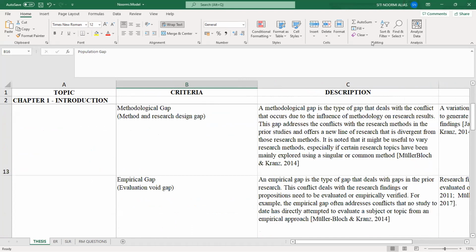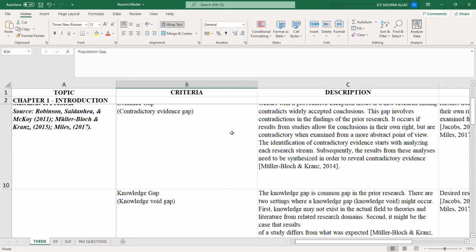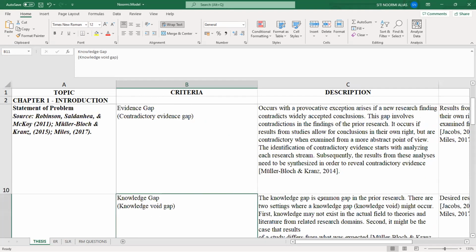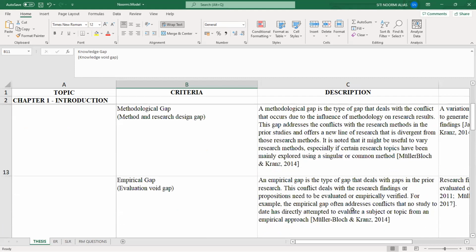Okay, next one. Ni contoh empirical gap. Ni contoh methodological gap. Sorry, knowledge gap. So the knowledge gap is a common gap in the prior research. There are 2 settings where a knowledge gap might occur. First, knowledge may not.